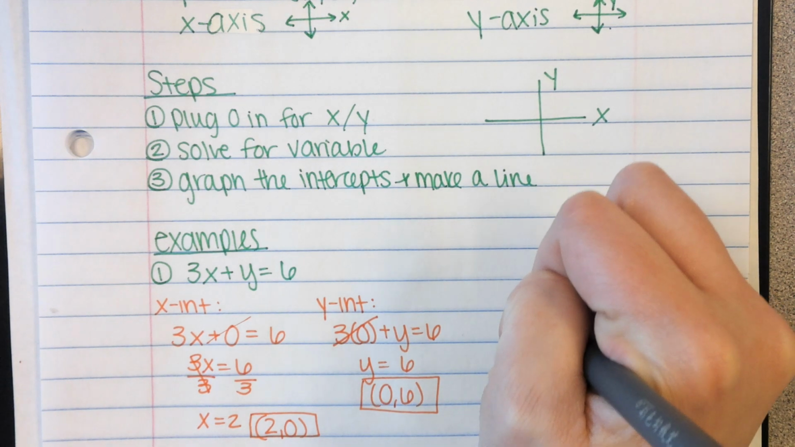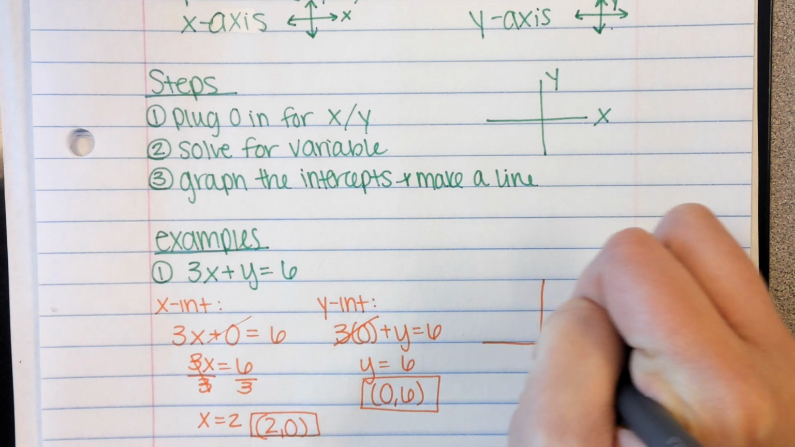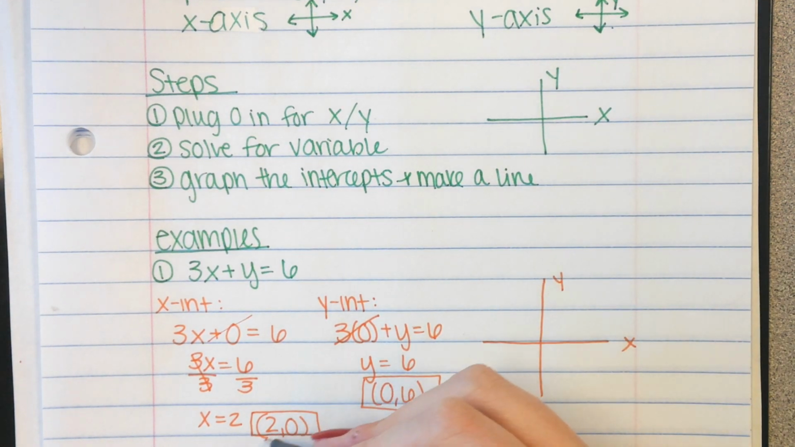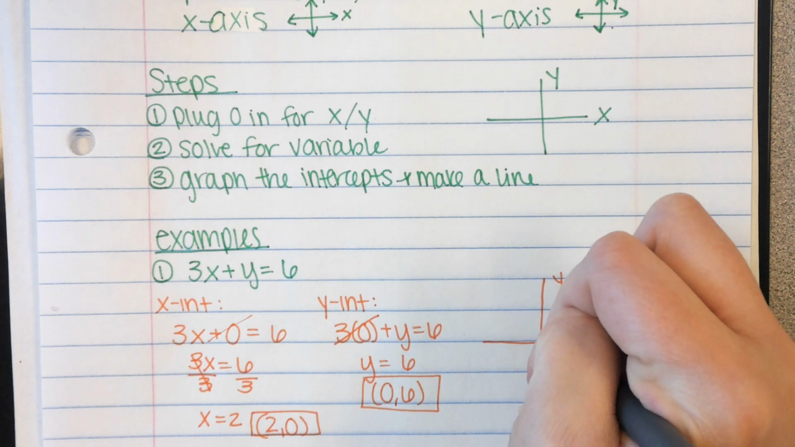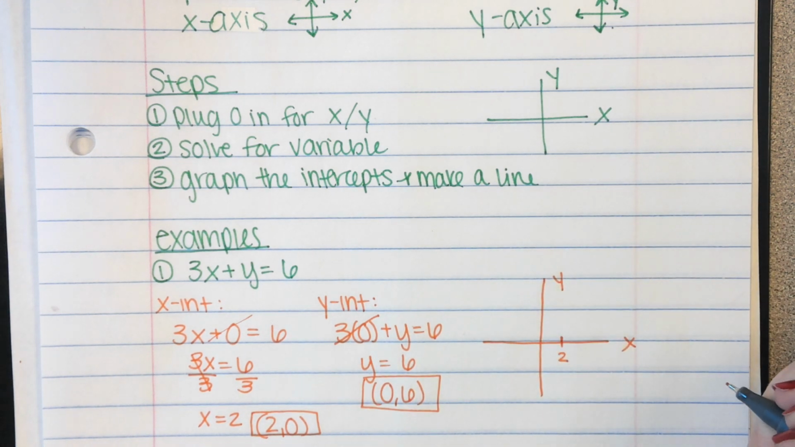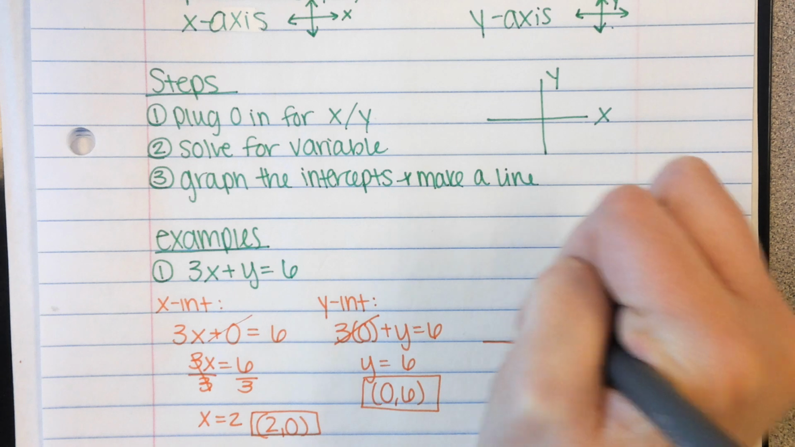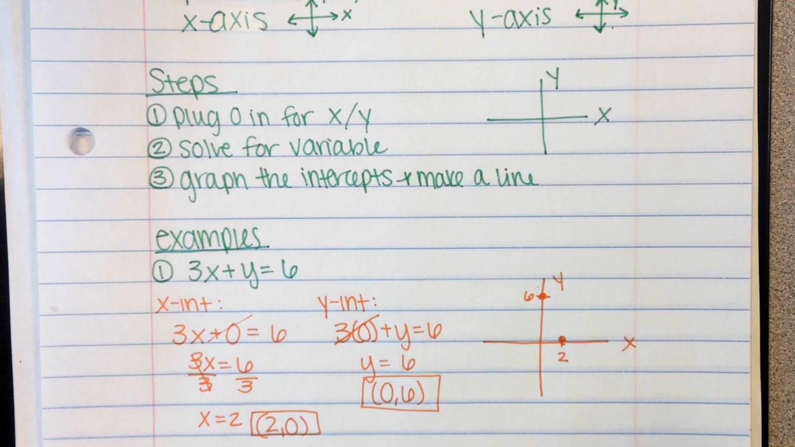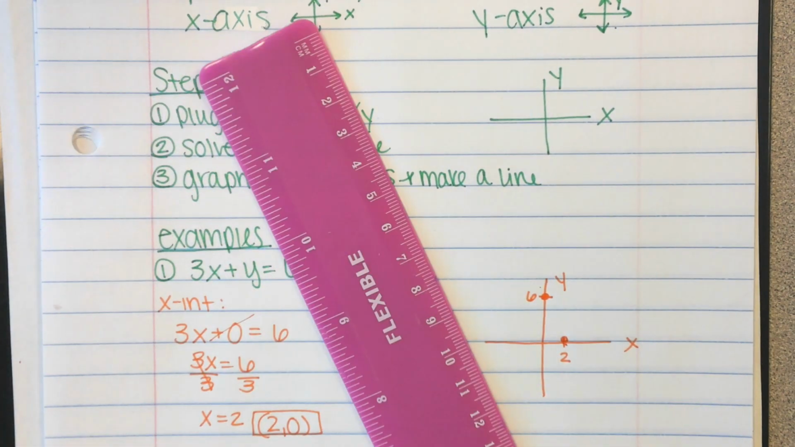And on Math Excel, it gives you the graph. We're just going to sketch out a quick little one here just so you can see what's going to happen. So on the x, I need a 2. So let's say 2 is right there. On the y, I need a 6. Let's say 6 is up here. So I'm going to have a point at 2, 0, and 0, 6. And then I forgot my ruler.